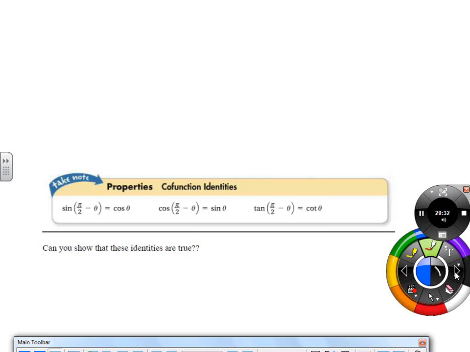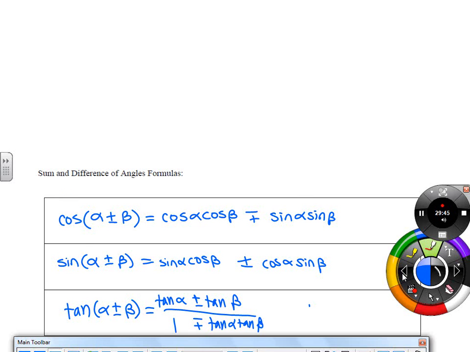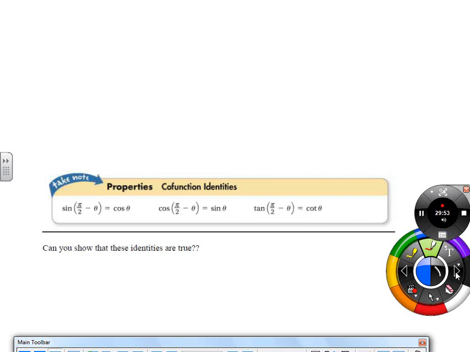If I see this in a problem and I'm somehow supposed to do something to turn it into this, well, guess what? This is sine of an angle minus another angle. Flashback. Sine of an angle plus or minus another angle can be expanded out this way, right? So I don't memorize this. You can if you want.